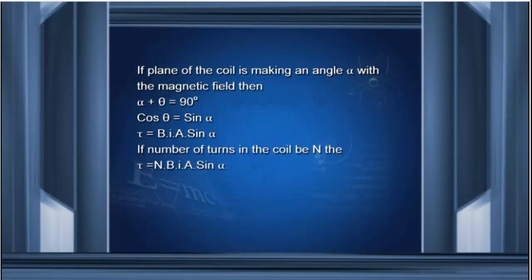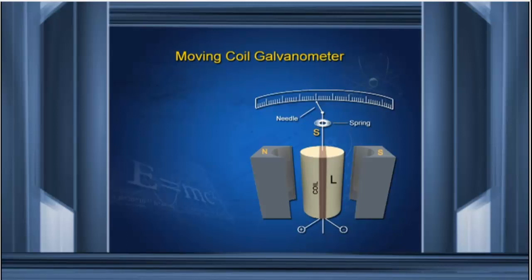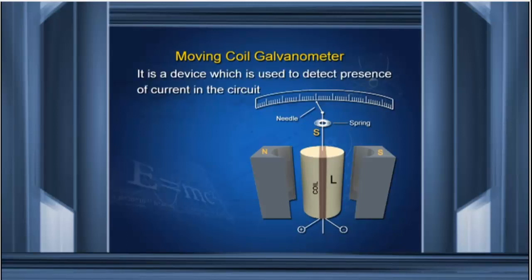If the number of turns in the coil is n, then the total torque tau will be equal to nBIA sin alpha. In the vector form, we can write it as tau equals m cross B. Here m represents the magnetic moment of the loop, and the SI unit of this magnetic moment is ampere meter square. Moving coil galvanometer. It is a device which is used to detect the presence of current in a circuit.